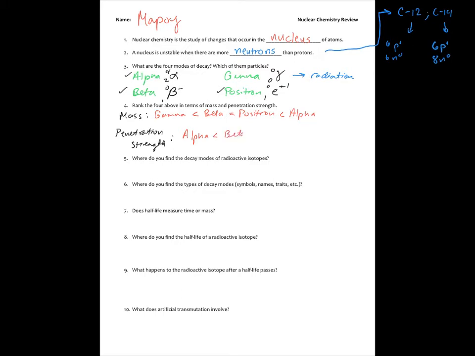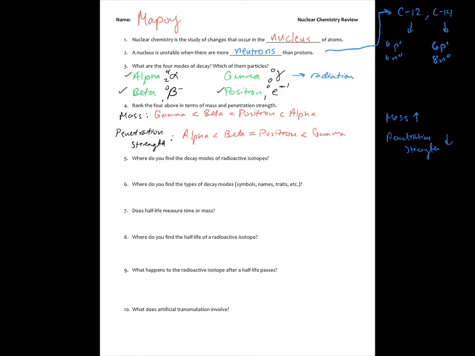Beta and positron again are equal to each other because they're equal size. And you have gamma being the strongest. Because it's just radiation energy, it's able to go through many obstacles and substances. It's the greatest, it's the strongest, highly penetrating. Okay. So let's make a note here for some relationships. Mass goes up, penetration strength goes down, to show that these are inversely related.